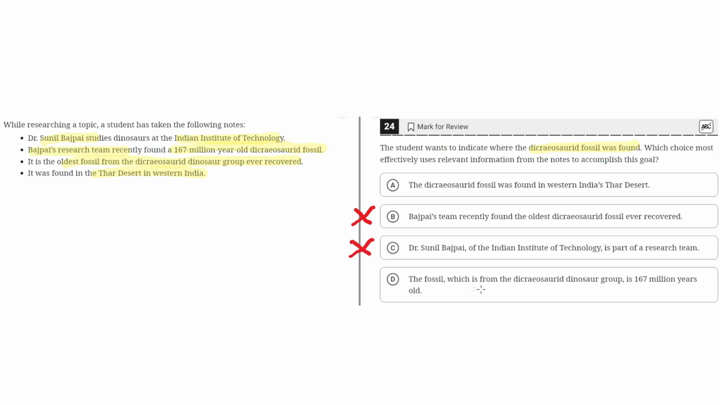D. The fossil, which is from the diacrosaurid dinosaur group, is 167 million years old. This is incorrect, because this doesn't properly show where the diacrosaurid fossil was found. Instead, it simply says that it is 167 million years old. So D can be eliminated as well. And thus, the correct answer is A.